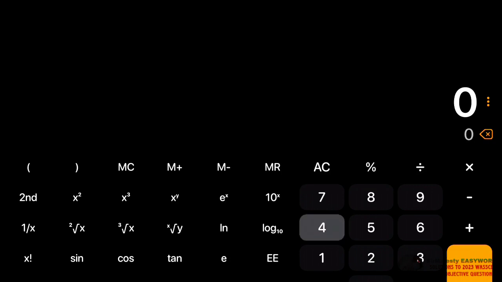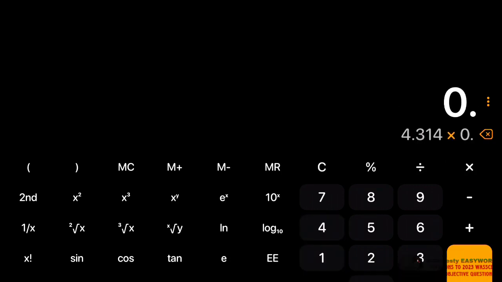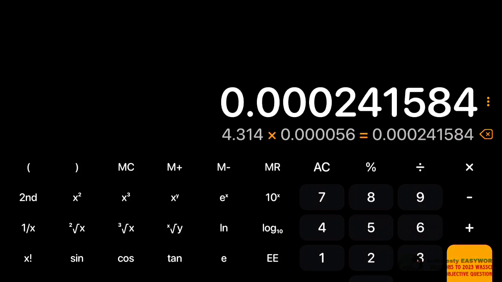So, the first question: evaluate correct to 3 decimal places, 4.314 times 0.000056 divided by 0.0067. First of all, we're going to multiply the ones on top. That's 4.314 times 0.000056. Let's just solve that. That'll give us 0.00242.